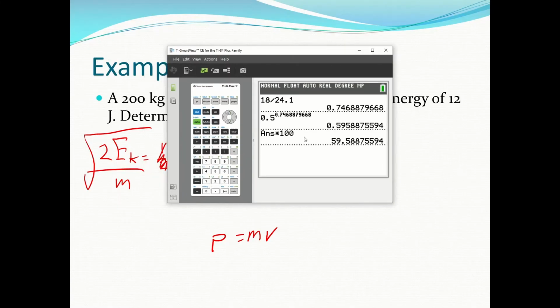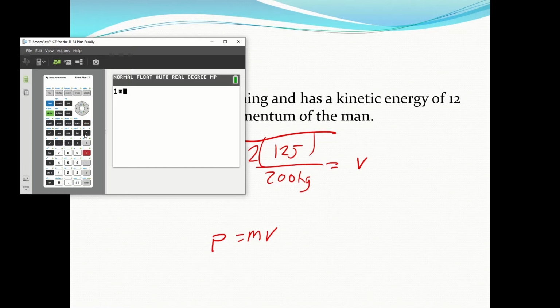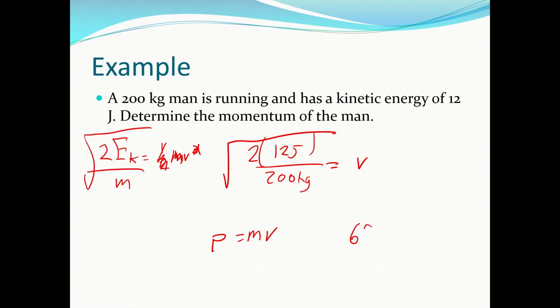Oops. So there it is. So 2 times 12 joules, I can't read my own writing, 2 times 12 joules, divided by 200, and square root that answer. So that's our speed, and the person is 200 kilograms. So our answer, with 2 sig digs, is 69 momentum kilograms meters per second.